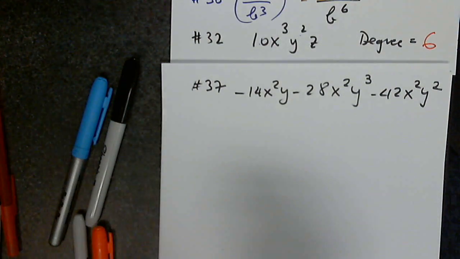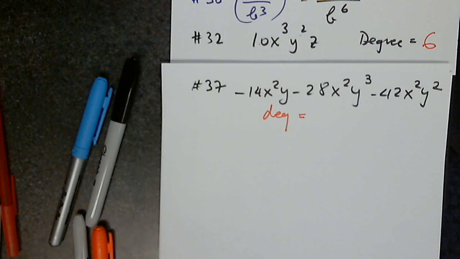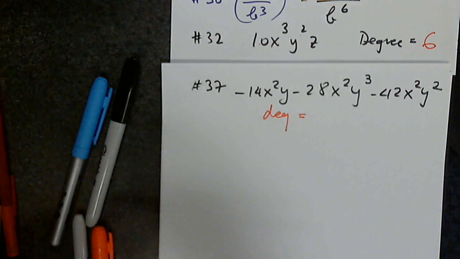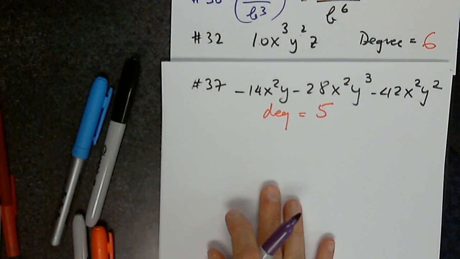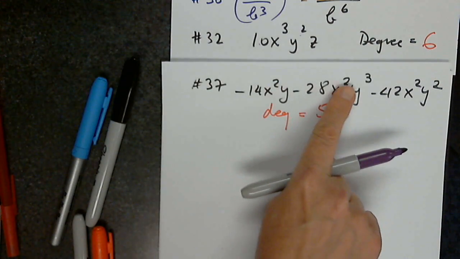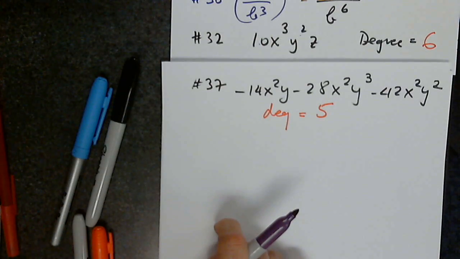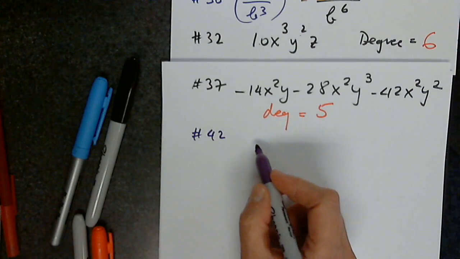In problem 37, we have the same thing. The degree is 5, because the degree of this term is 3, the degree of this is 5, and the degree of this is 4. So indeed, the degree of the entire polynomial is 5. The highest dictates. Yes, I have to choose the highest.